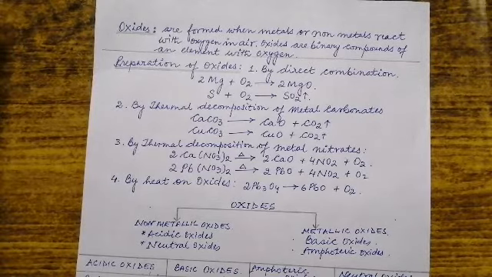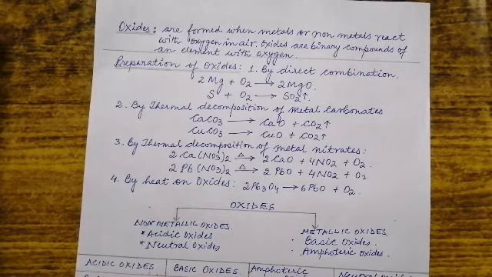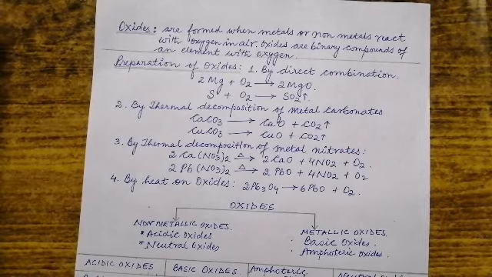Now the second method is by thermal decomposition of metal carbonates. Metal carbonates such as calcium carbonate, copper carbonate, lead carbonate, on heating decompose into metal oxides, and carbon dioxide gas is given off.